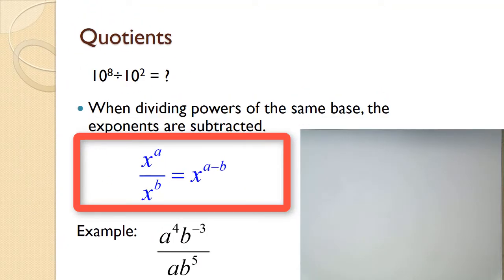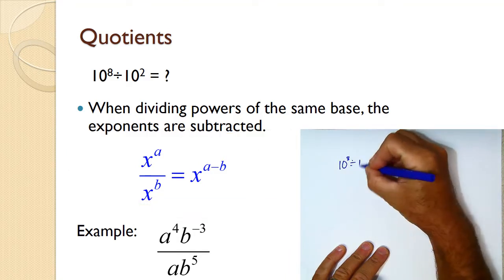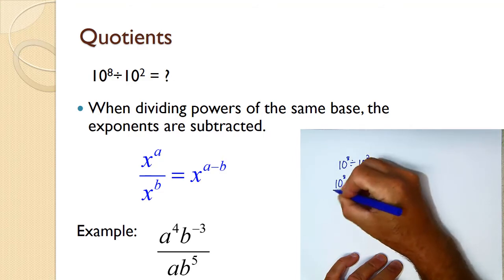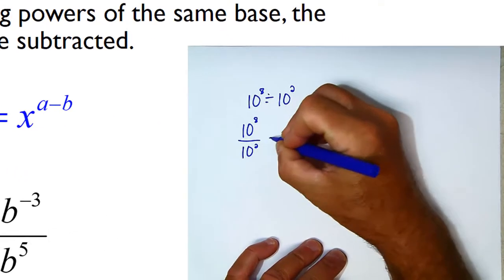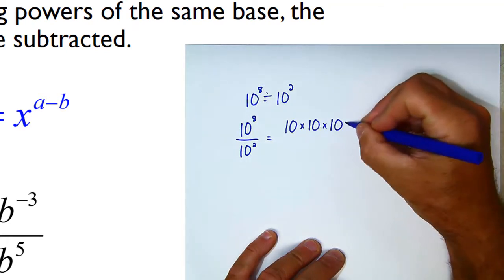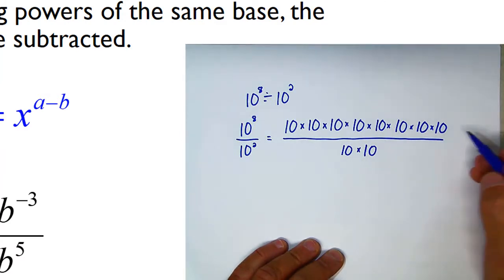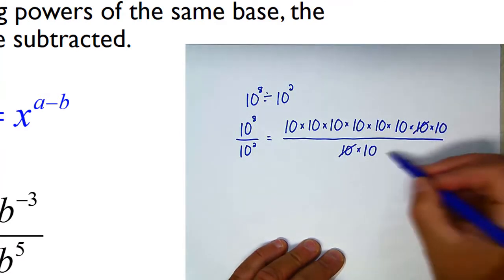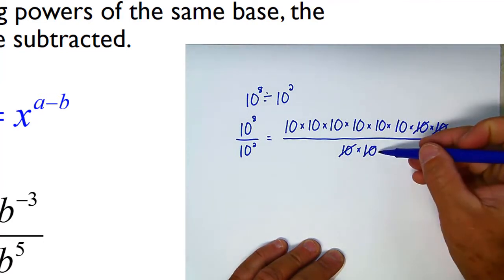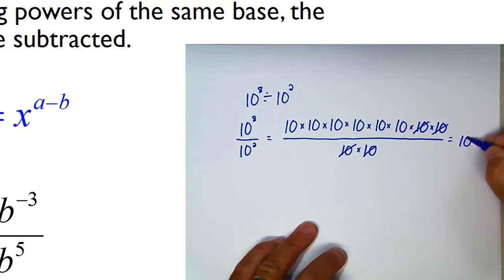All right, our second property, suppose we wanted to divide 10 to the 8th by 10 to the 2nd power. Well, that's the same as 10 to the 8th over 10 to the 2nd power, which is the same as 10 times itself 8 times, divided by 10 times itself twice. Now, as you can see, a couple of these 10s are going to cancel off, and in fact, however many of them we had on the top will cancel off the ones on the bottom. In other words, in this case, we lose 2 of them. That's the same as 10 to the 6th.